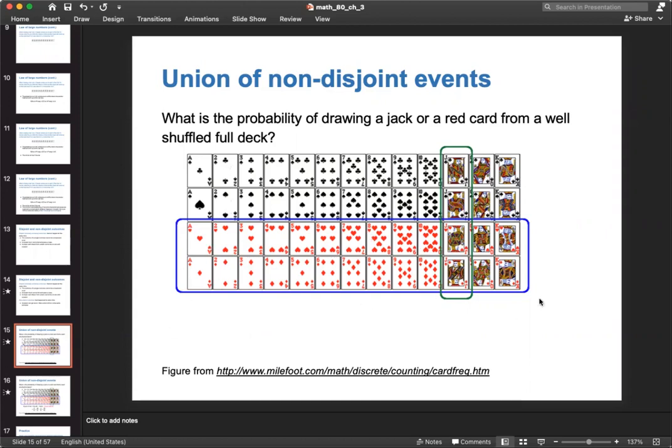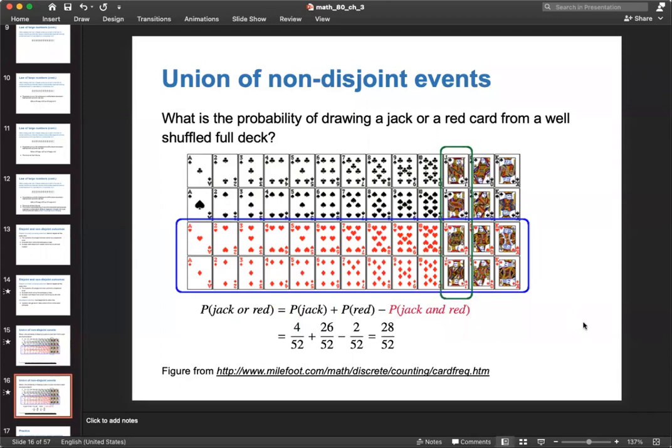So these are all the red cards right here. And then these are going to be the jack cards right here. And we're going to take a look at that particular event, a jack or a red card from a well-shuffled card deck. Let's take a look at this one.